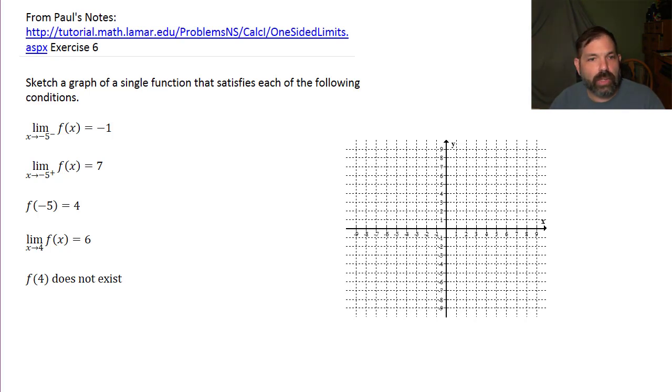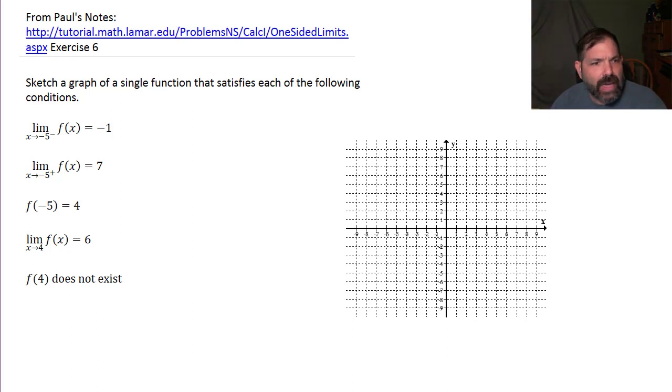All right, so now would be a good time to pause and see if you can draw a function like this on your own. And then I'll come back and draw one. I should say that my answer might look different from yours, but it should have some of the same characteristics. All right, so let's see what we got here.